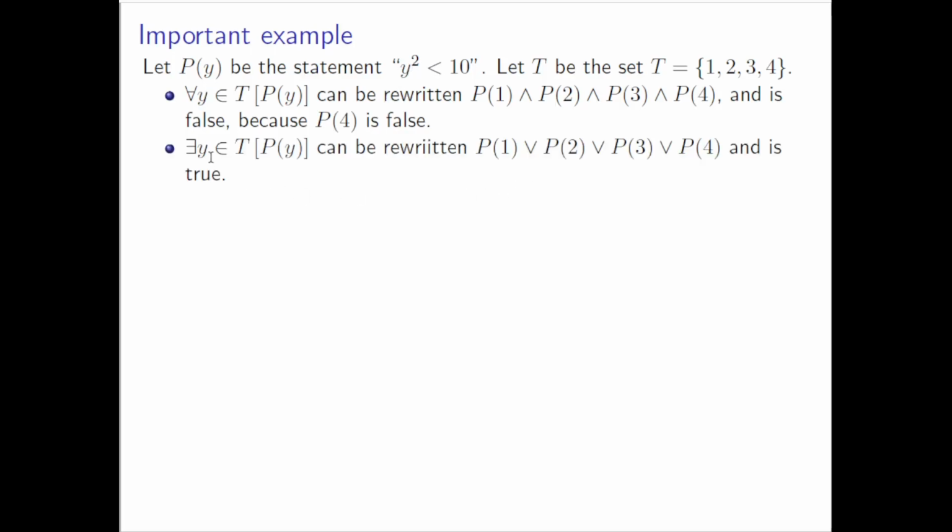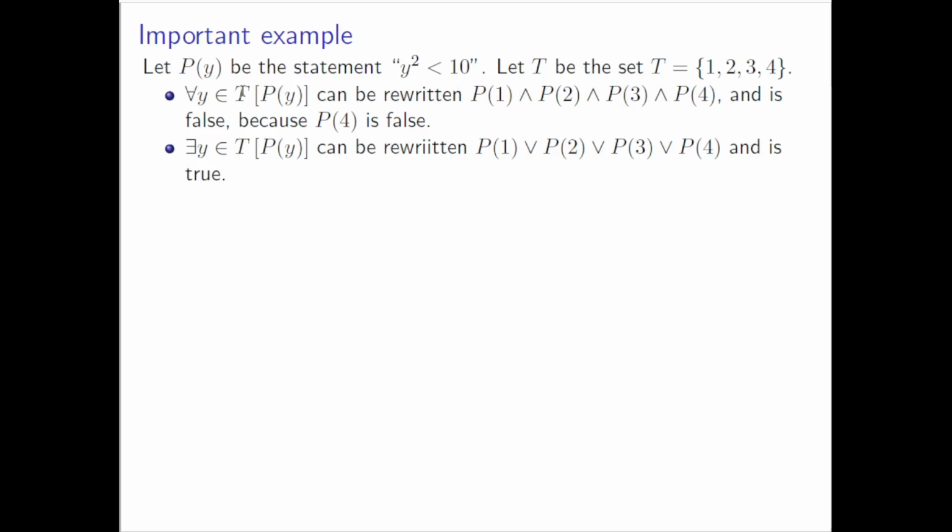Now there exists y in t such that p of y can be written p of 1 or p of 2 or p of 3 or p of 4. And this statement is true, right? We just need one of these four statements to be true. In fact, p of 1 is true. We don't need to check the other ones, but p of 2 happens to be true. P of 3 happens to barely be true. 9 is less than 10.